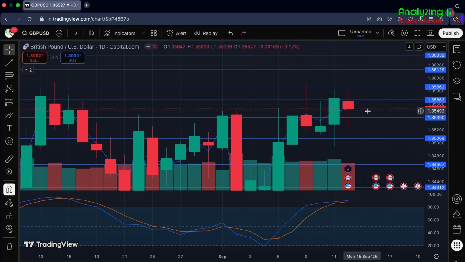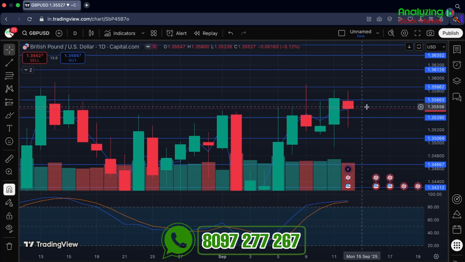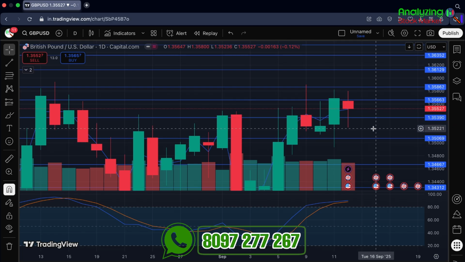Now let's talk about my opinion on GBP USD for this week. According to the previous week closing, I'm expecting a negative move in this range, that is 1.35069 to 1.35390. In this range, I'm expecting a negative move.